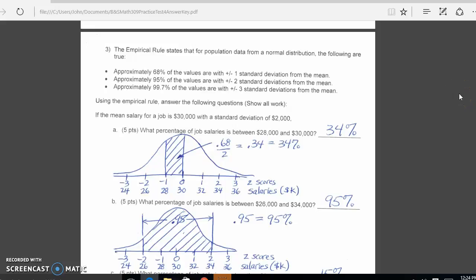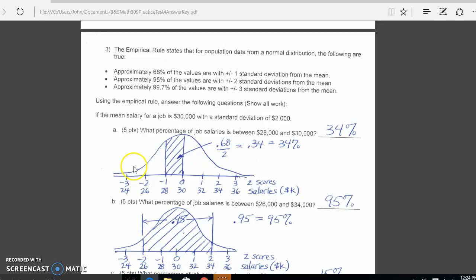This is practice test number 4, problem number 3, and we'll be doing letter A in this video. We're given the empirical rule for a normal distribution at the top of the page, and the problem states that if the mean salary for a job is $30,000 with a standard deviation of 2,000, then letter A asks what percentage of job salaries is between $28,000 and $30,000.